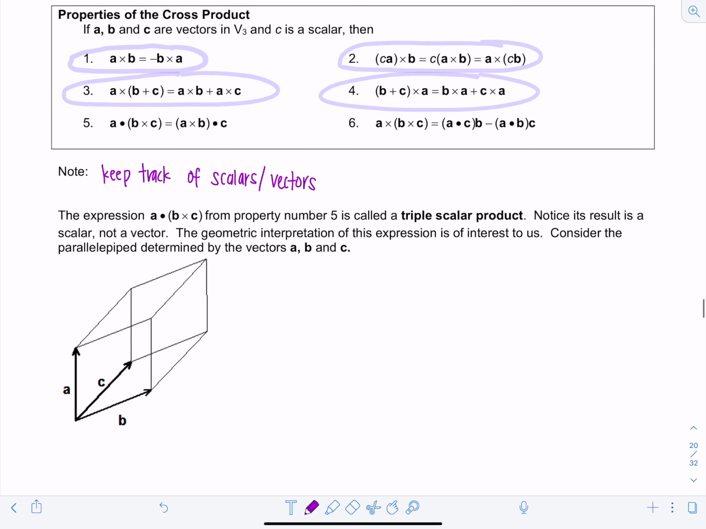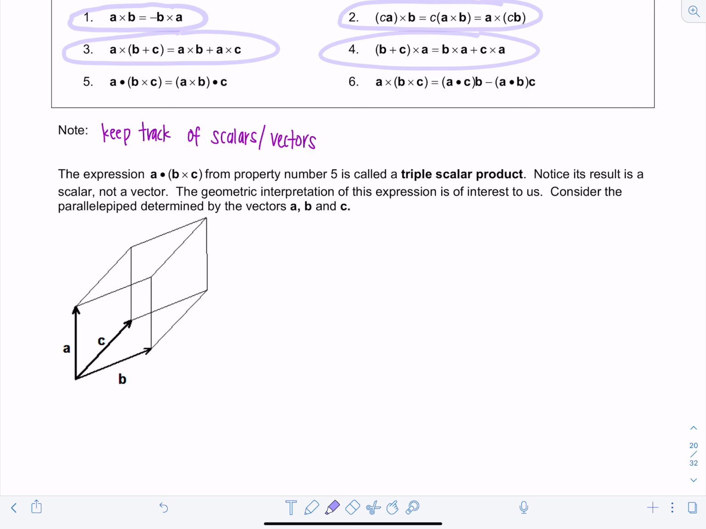Now the expression from property number 5 is called the triple scalar product. So I'm going to box it here. And we're going to focus right now on A dotted with B cross C. Notice the result here is going to be a scalar, not a vector, right? Because when you take B cross C, you get a vector, but then when you dot that with A, you're going to get a scalar back. And the geometric interpretation is of interest to us.